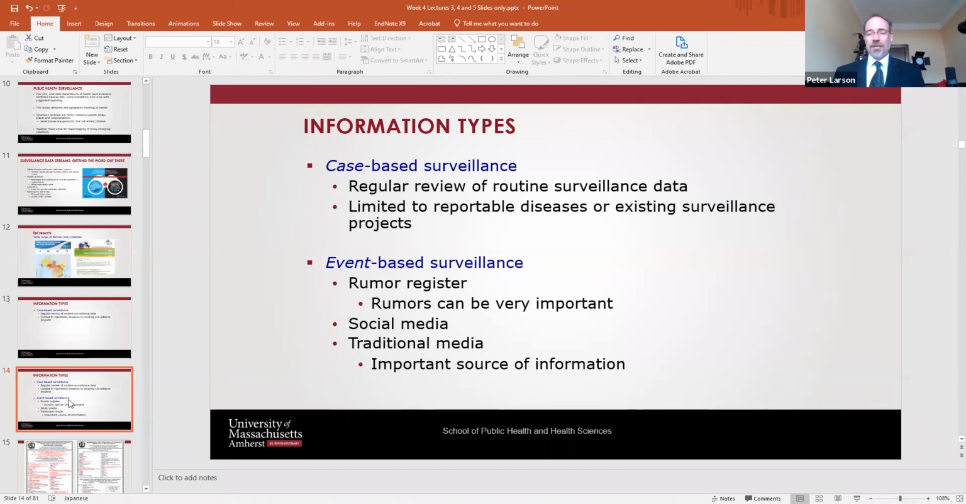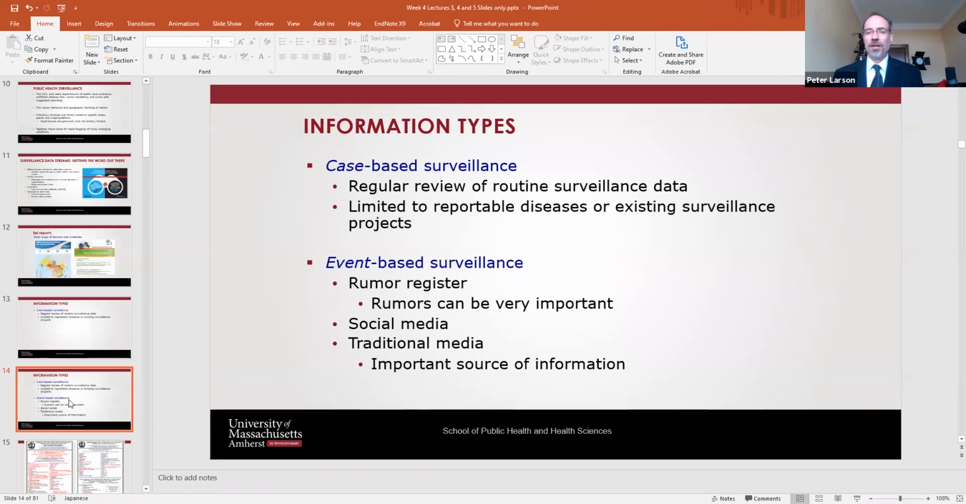Social media, again: things that people say on social media that are spreading around about medications, outbreaks, different events, things they've noticed. I mean, these are all ways of knowing. Traditional media, obviously, is an important source of information. So with event-based surveillance, people are keeping their eye out for stuff that's going on, and that is important. Definitely don't disregard it for sure.